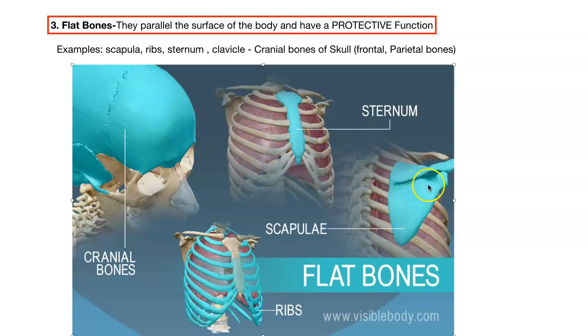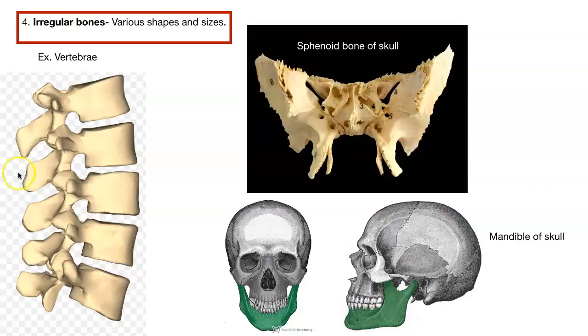Then we have the scapula back in here, that you'll be learning. It's a weird looking bone. And then the cranial bones. Now these cranial bones are kind of flat and they are protecting obviously the brain.